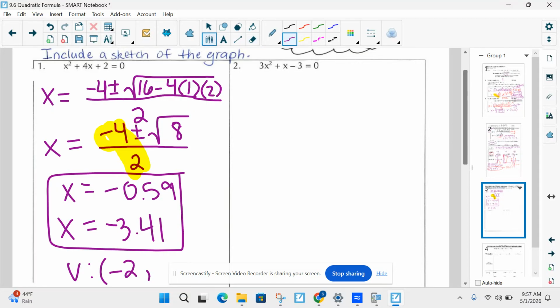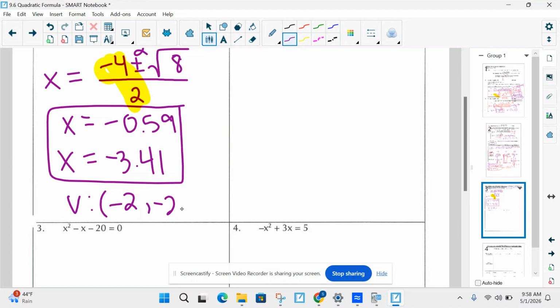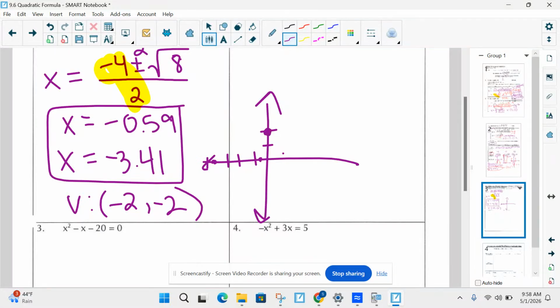Then you need to graph it. Yes, you have to graph it. I know the bell's going to ring, but you're going to have both zeros on this side, like there and there. The y-intercept is 2. The vertex is somewhere over here, and then it should look kind of like that. All right, have fun.